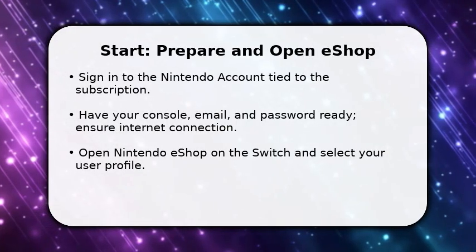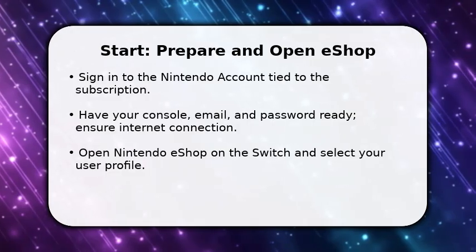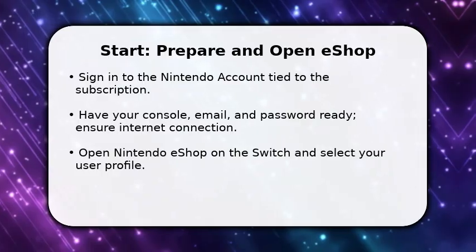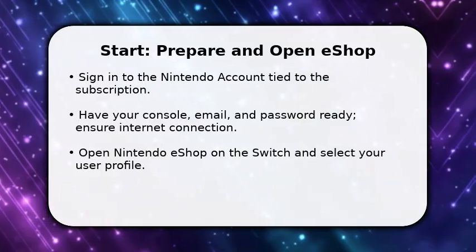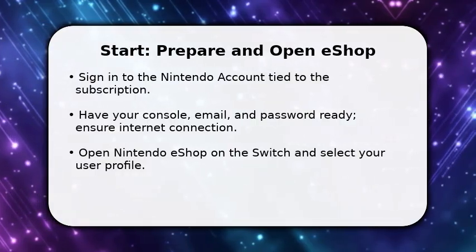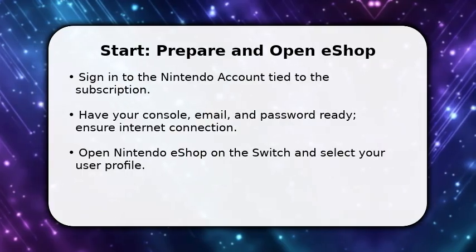You start on the Switch. Sign in to the Nintendo account that pays for the subscription. This is the account that controls auto-renewal. Once signed in, open Nintendo eShop and pick the user profile linked to the subscription. Make sure your console is online and you know the account password.